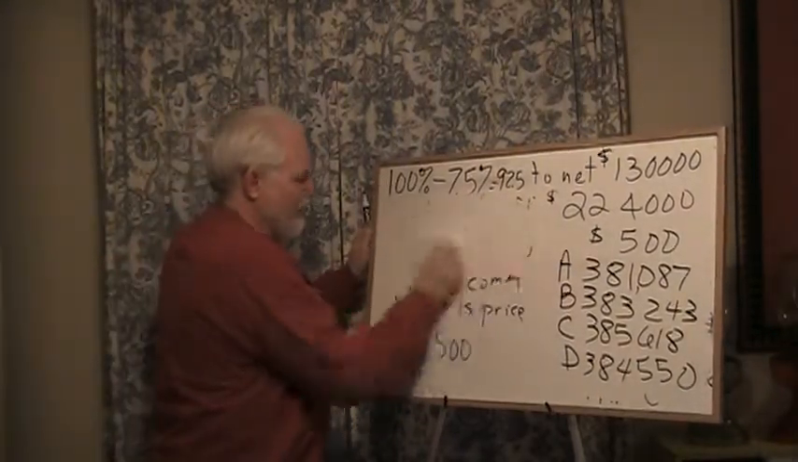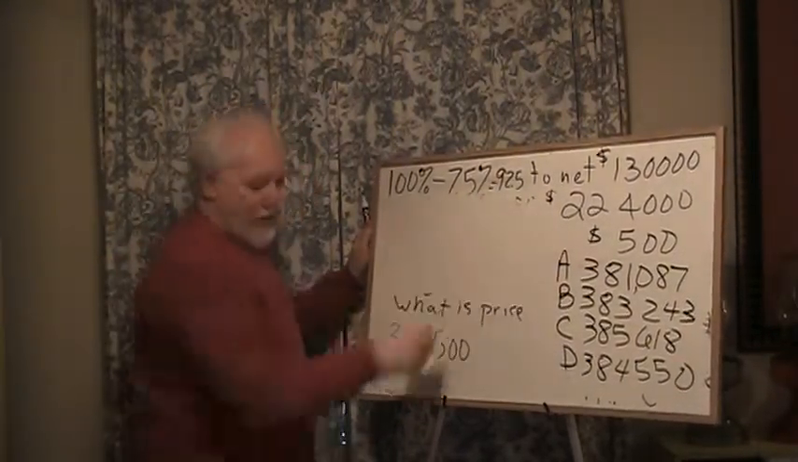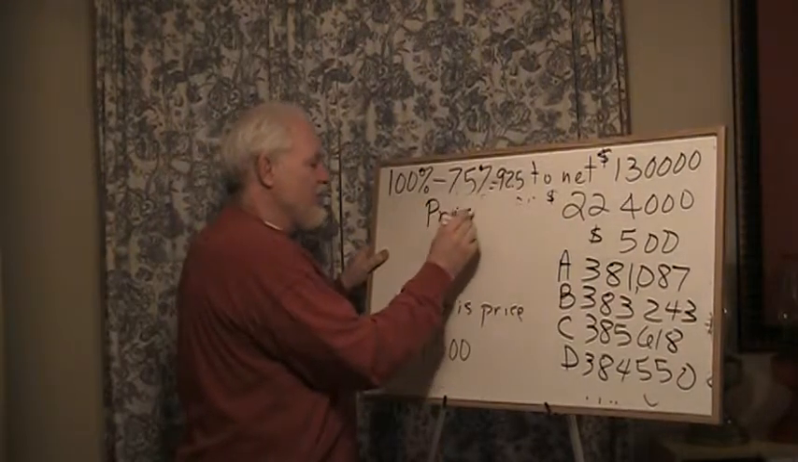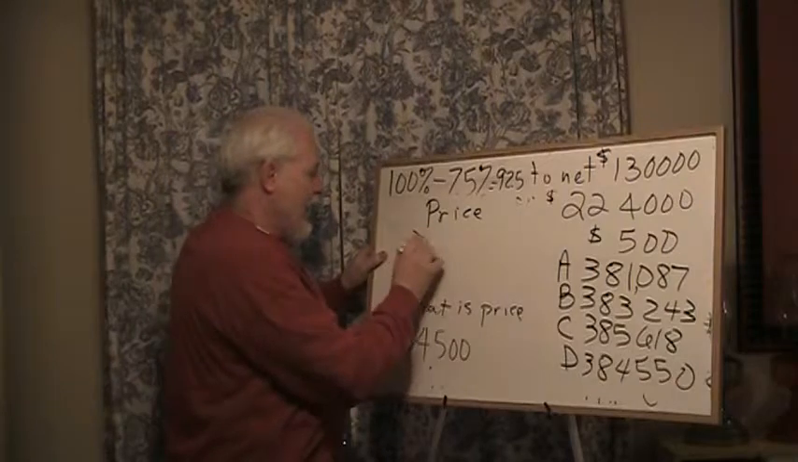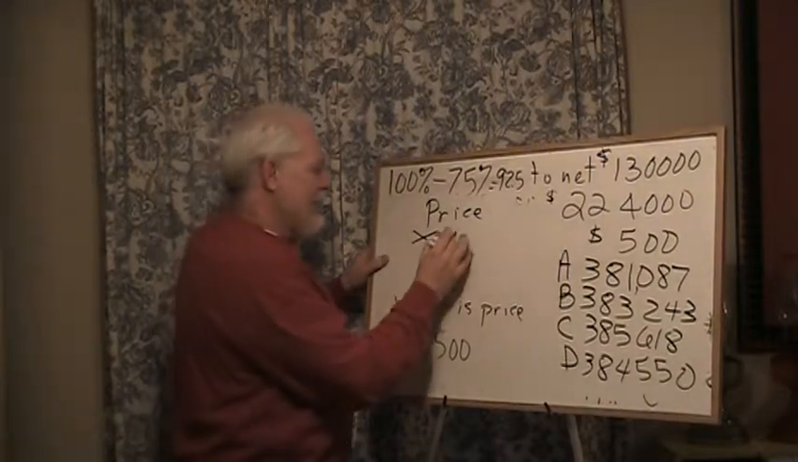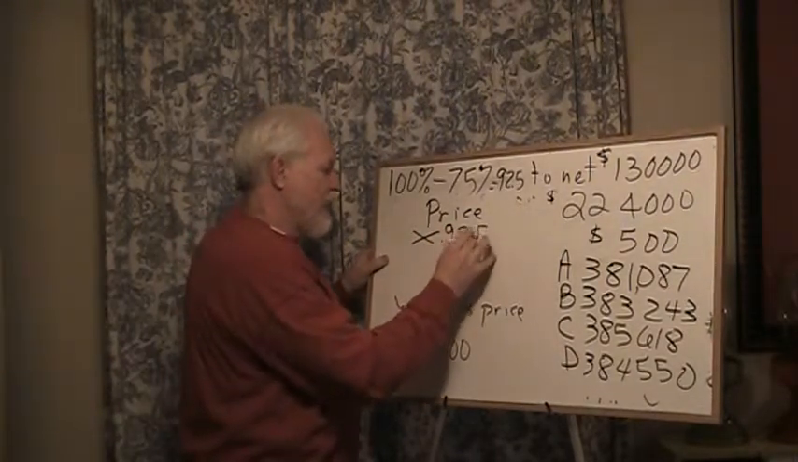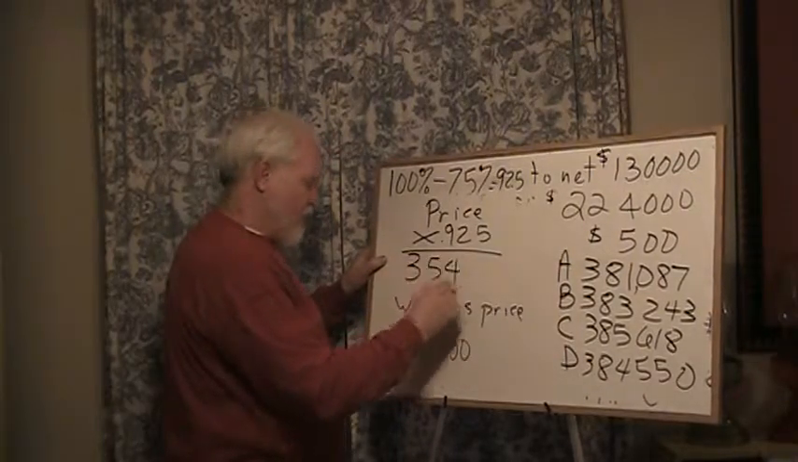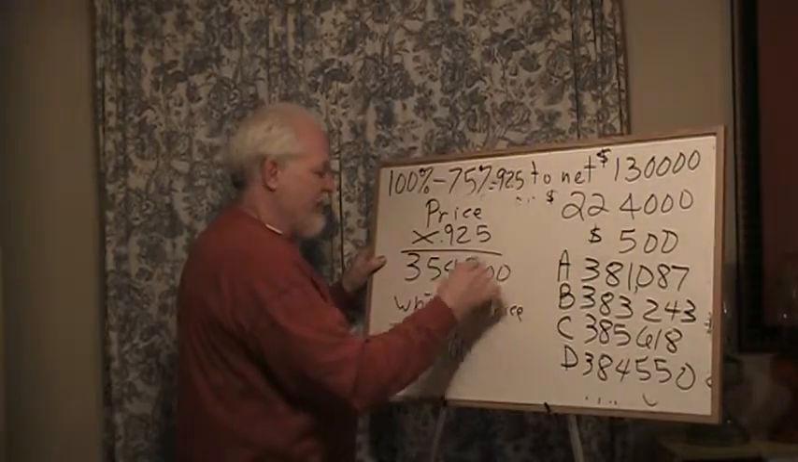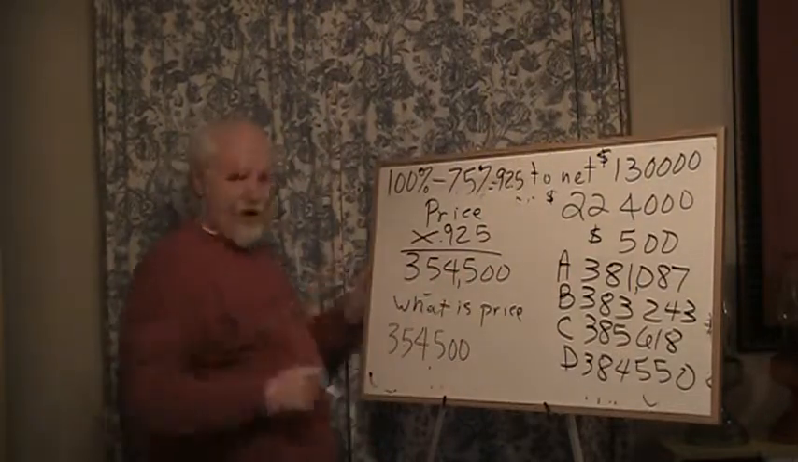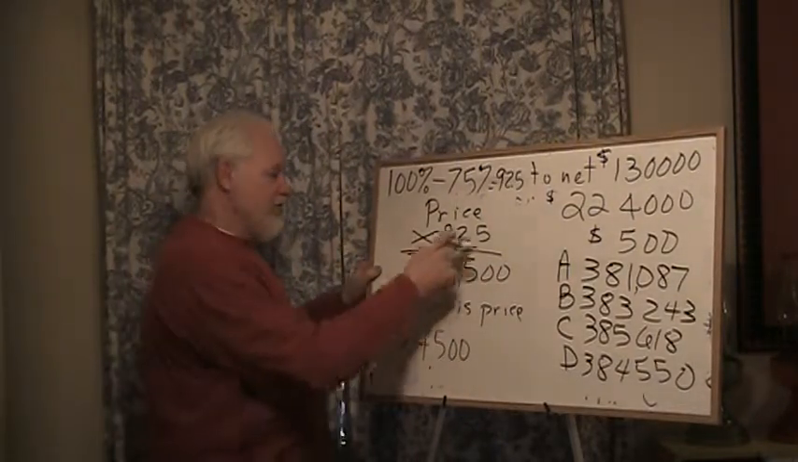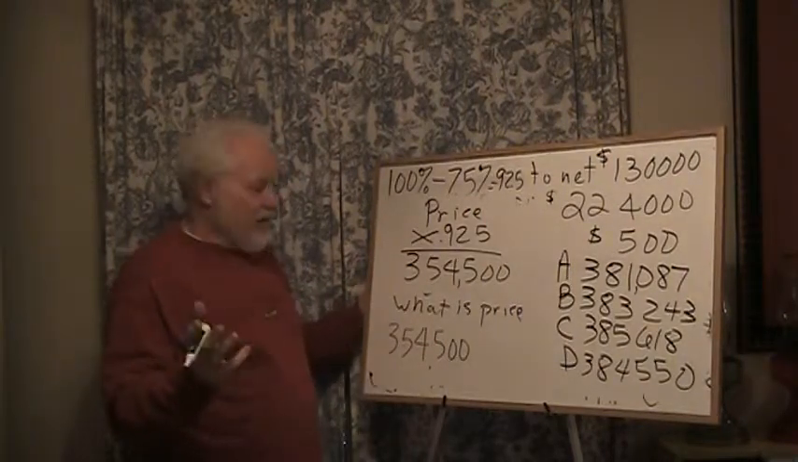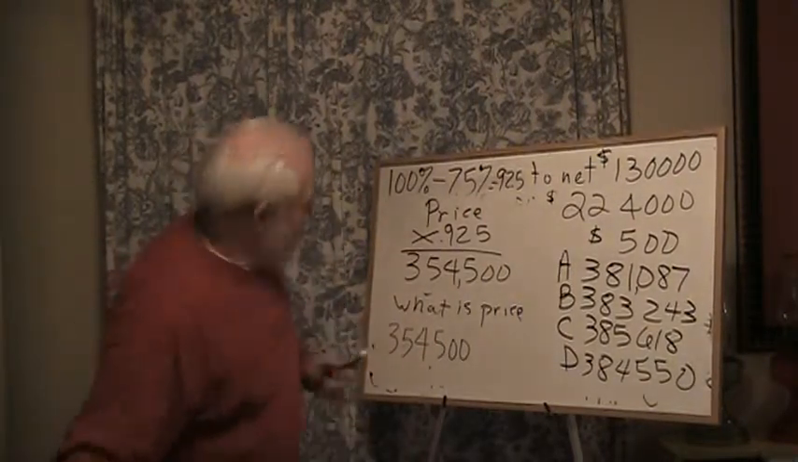This number here is 92.5% of the sale price. That is, if we knew the price, which we don't, and we timesed it by 0.925, we would get $354,500. But we don't know the price, so we can't do that. But we can do this arithmetic backwards. What's the reverse of times? Divide.